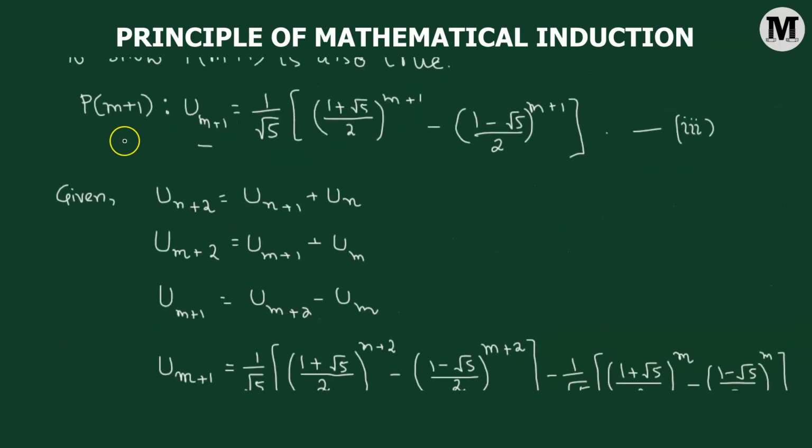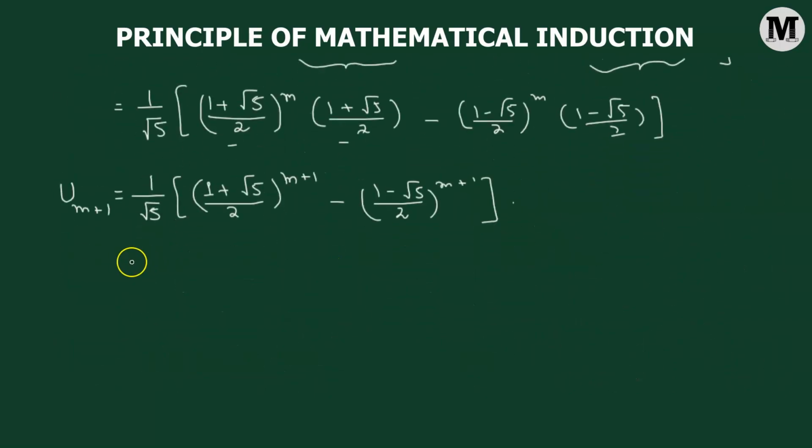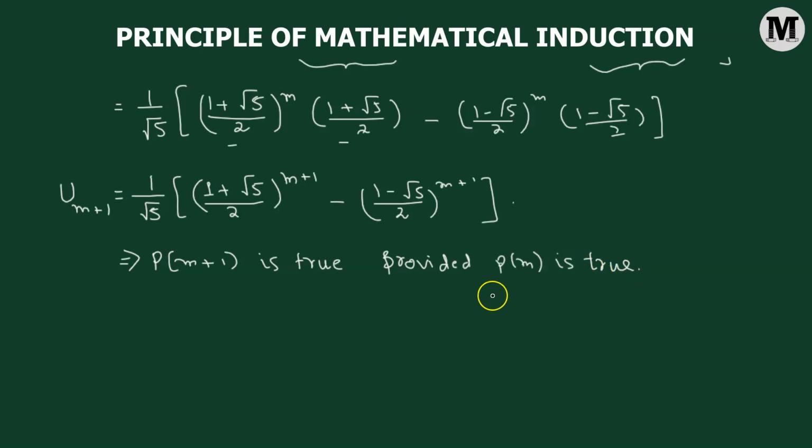Let's check with P of m plus 1, the statement number 3, as well. Yes, we have got exactly this statement. So this simply tells us that the statement P of m plus 1 is a true statement. This is true with a condition. This is a conditional statement. This is true provided P of m is true. So if P of m is true, then P of m plus 1 becomes true.